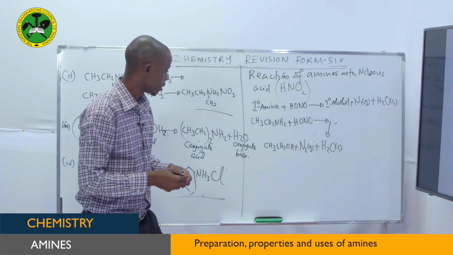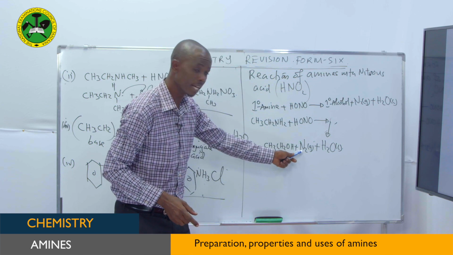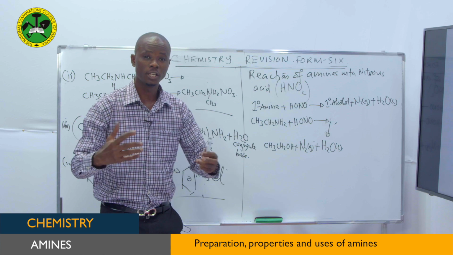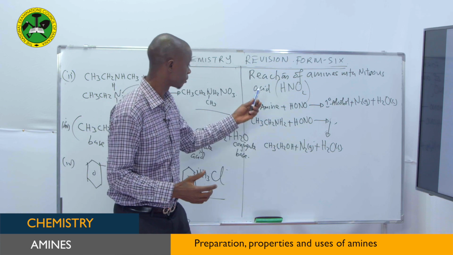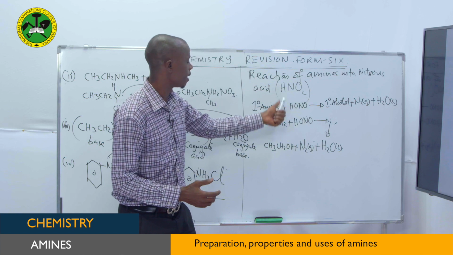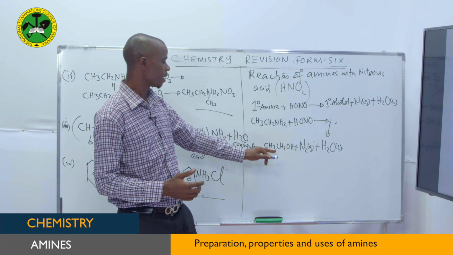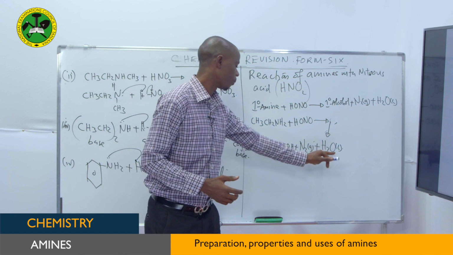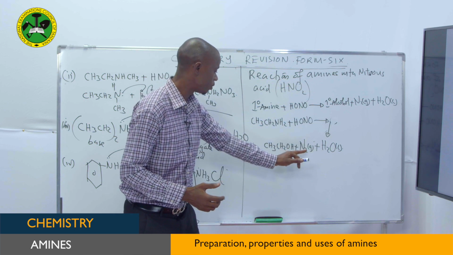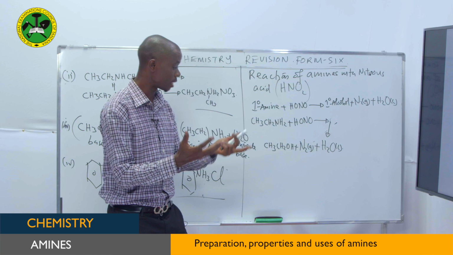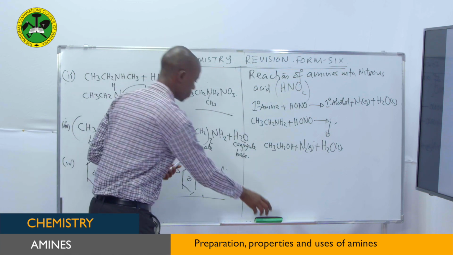This one is a clear solution, but this nitrogen gas which is evolved will come out as bubbles. So that is how you can see that this is the primary amine. It reacts with the nitrous acid, giving a primary alcohol and water as well as nitrogen gas. But this nitrogen gas will come out as bubbles from this clear solution. Now that is the primary amine.